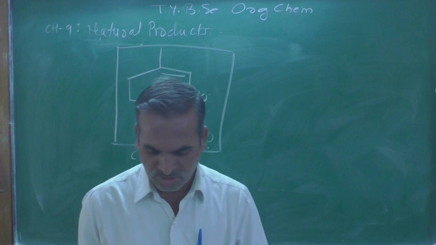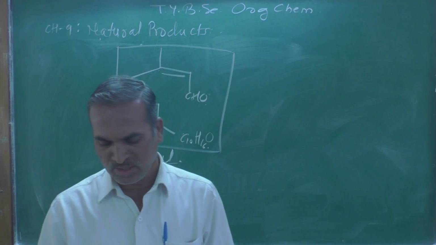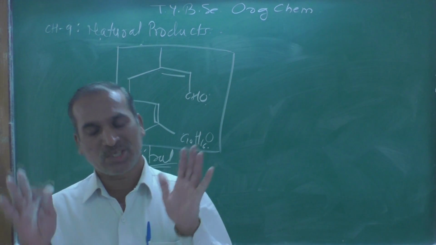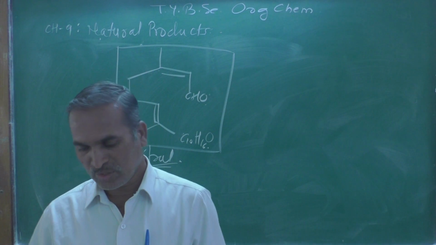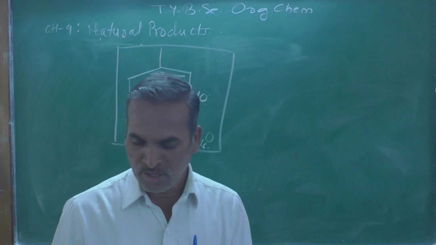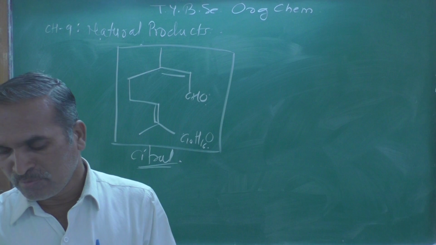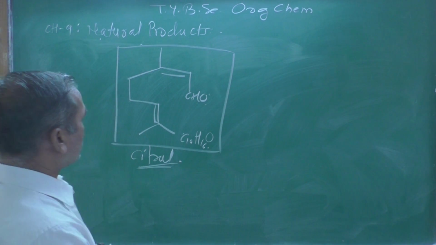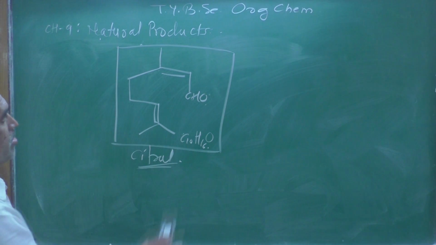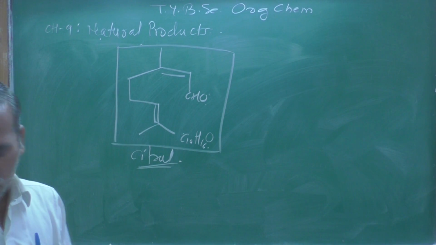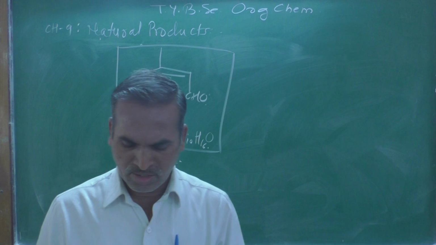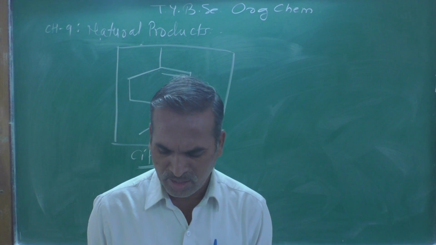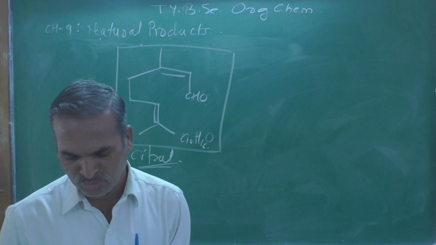Reactions of citral. The final structure of citral is confirmed by its synthesis. One of the syntheses of citral is the Barbier and Bouveault synthesis, which we will see later on. But let us see, this is the structure of citral. Now with this structure, the above reactions are summarized as follows.